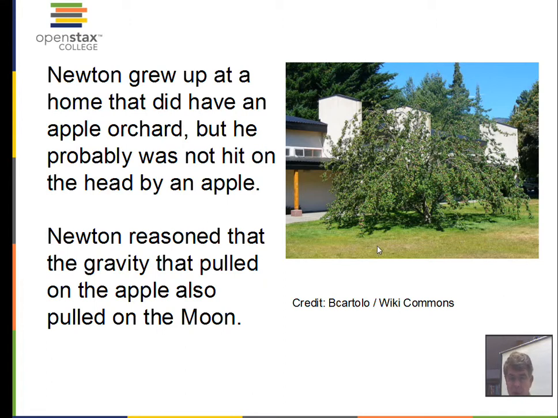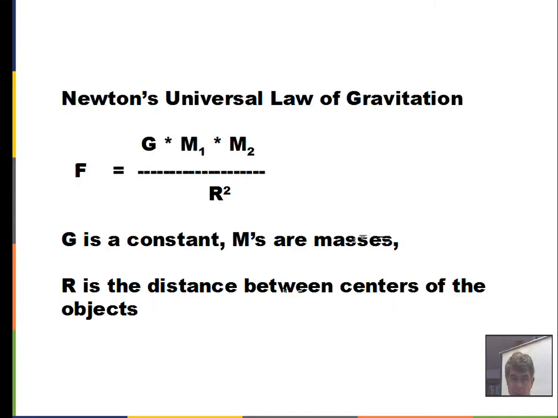Gravity, this attraction from the earth on the apple, caused the apple to fall down. Newton extended this out to the moon, and that became important in confirming Newton's law of gravity. So, what is that law?